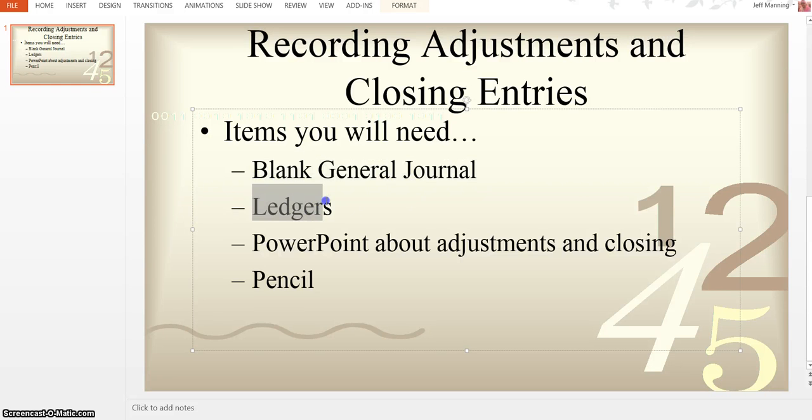You need your ledgers, the ones that have the transactions in them. You need the PowerPoint that has information about how to do adjustments and closing entries. And of course, you need a pencil. Go get these things, and when you're ready, you can start the video back up.